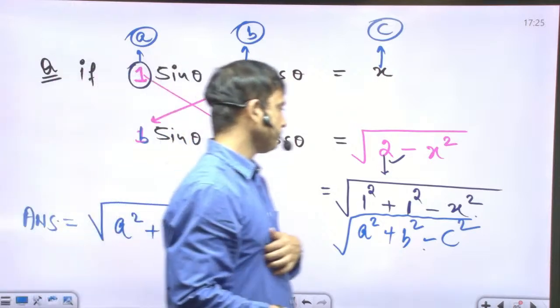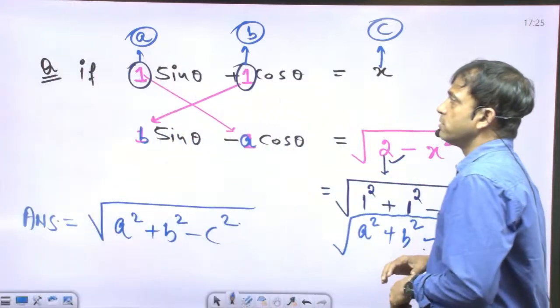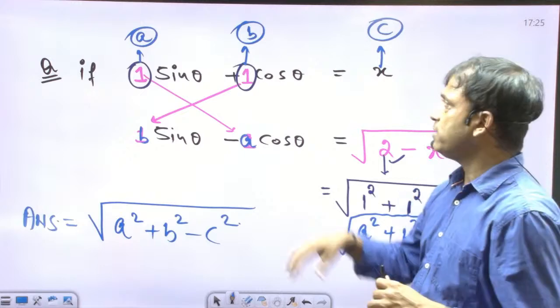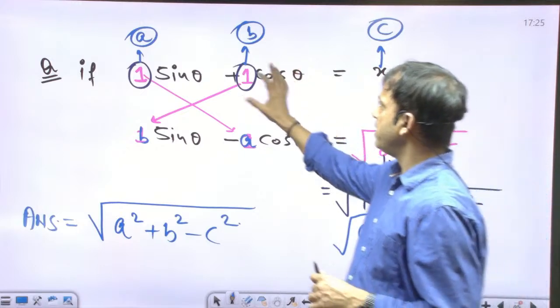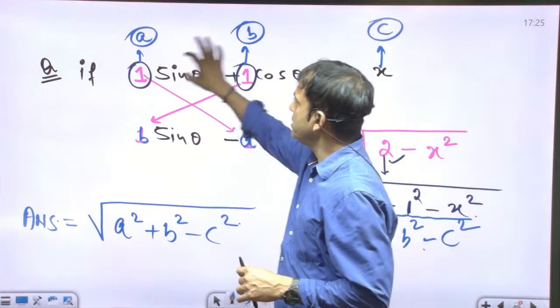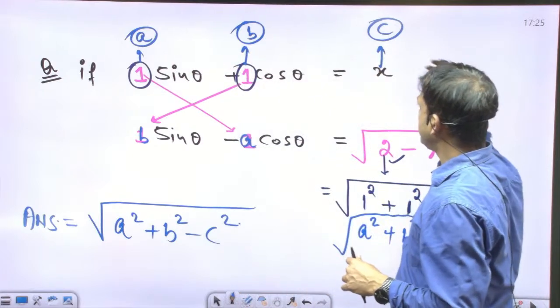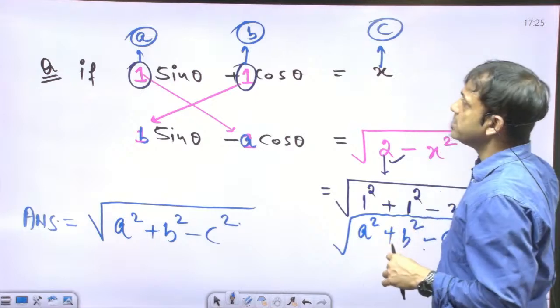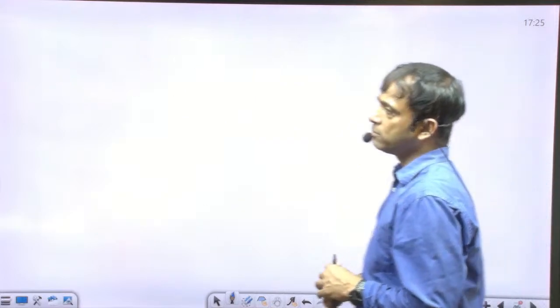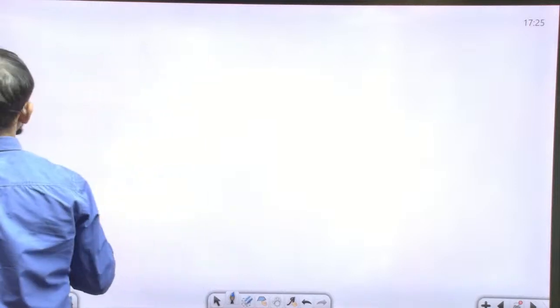Okay. So now keep in your mind, that is A square plus B square. These numbers are always in plus, that is A square plus B square, and this side will be minus C square. Okay. Now try to solve a new question.